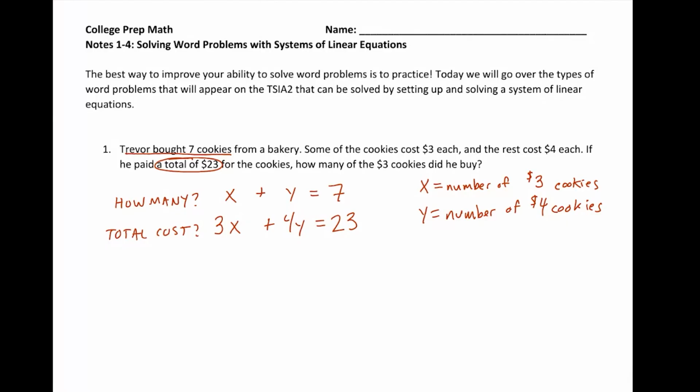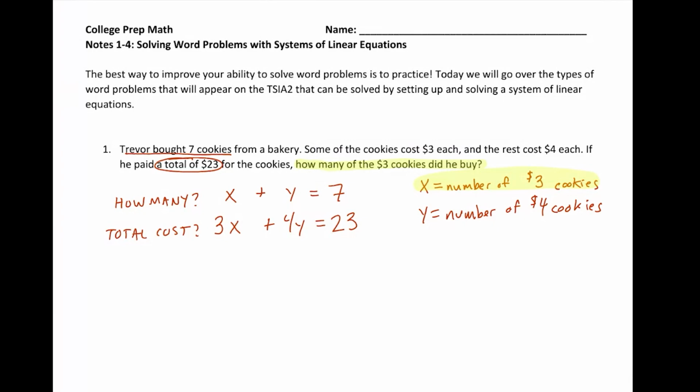We'll isolate one of the variables, plug it into the other equation, and go through that normal solving process. So if the question here is asking how many of the $3 cookies did he buy, we're really looking for X. And so what we want to do is combine these equations in a way where we just have one equation with X. In other words, we want to get rid of the Y.